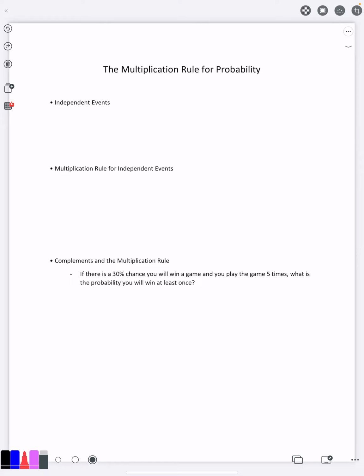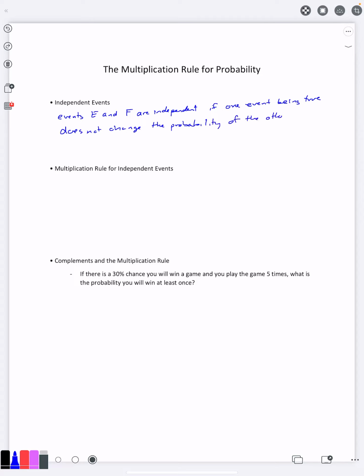In the addition rule video, you remember we had disjoint events, and the first rule worked only for those events. Similarly, we're going to have something here called independent events, and this rule will only work for independent events. So let's go ahead and say what they mean. So events E and F are independent if one event being true does not change the probability of the other event being true.